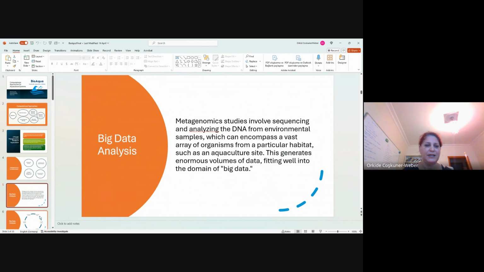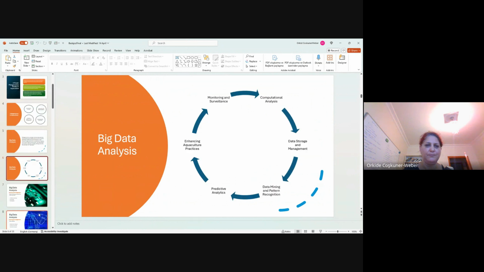So, what is big data analysis and how can it be helpful? The processing and analysis of metagenomic data requires sophisticated computational tools and algorithms, many of which are developed within the big data field. These tools can handle the sorting, mapping, and aligning of sequence data to reference genomes, identifying genetic material from a mixture of different species. Big data technologies offer solutions for storing and managing large data sets effectively.